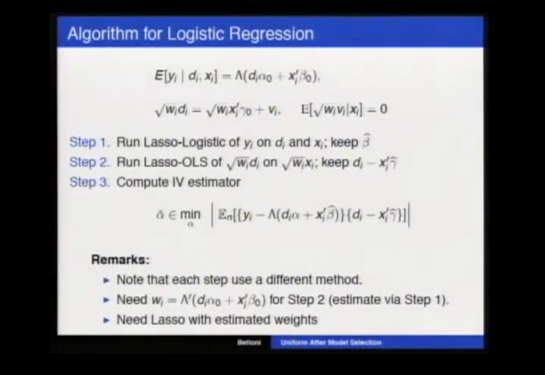These weights will need to be estimated, but they can be easily estimated with the solution of step 1. Essentially, once you have consistent estimates for alpha naught and beta naught, that's what you need for the weight. You just need consistent weights. You don't need super precise weights.